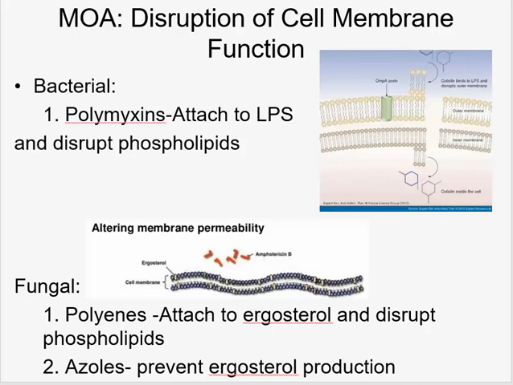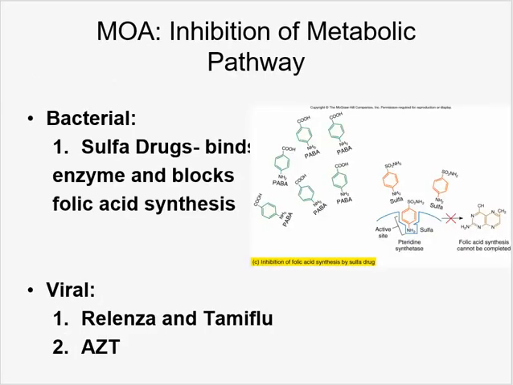But both of those, the ergosterol is only found in fungi, so it's specific to fungal cells. And the polymyxins are specific to gram-negative because they only interact with LPS, which is only found in the outer membrane of gram-negative bacteria.